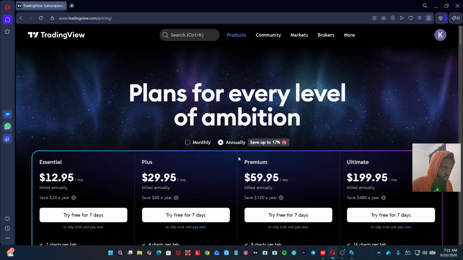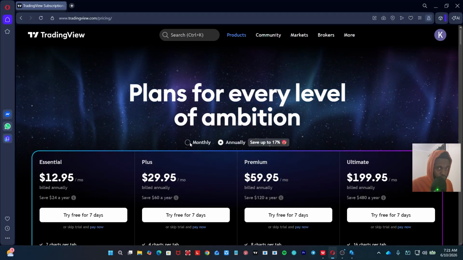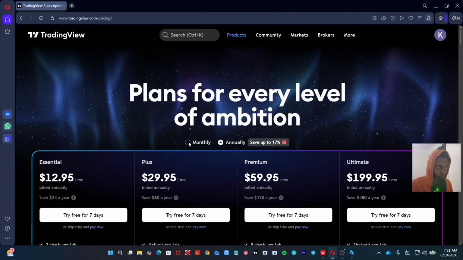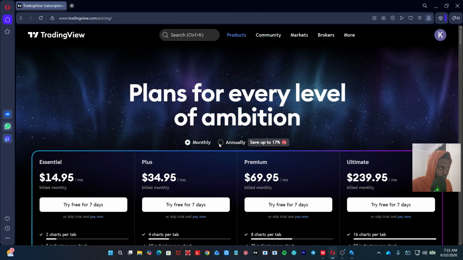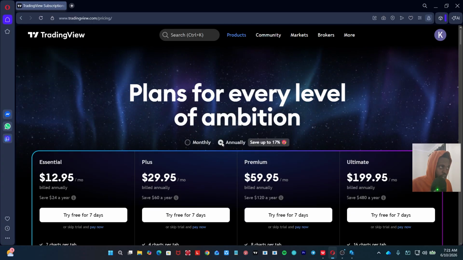We have the annual plan, whereby you pay a yearly fee and they give you some discounts. You can also pay monthly, something like that.